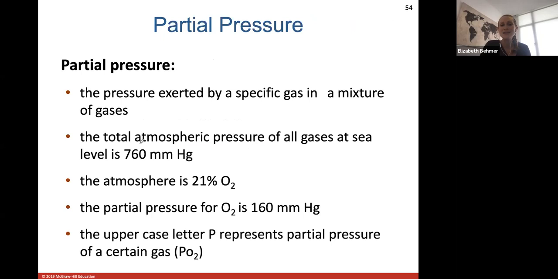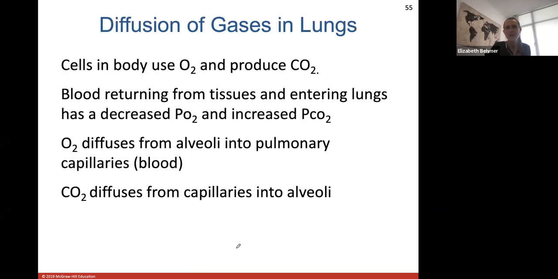Partial pressure describes the pressure exerted by a specific gas in a mixture of gases. For example, at sea level, the total atmospheric pressure of all gases is about 760 millimeters of mercury. The atmosphere contains about 21% oxygen, and the partial pressure for oxygen is about 160 millimeters of mercury. The upper case letter P always describes the partial pressure of a certain gas. So you'll often see in your textbook, and as you go into more anatomy and physiology, PO2 just means the partial pressure of oxygen in a mixture, for example.